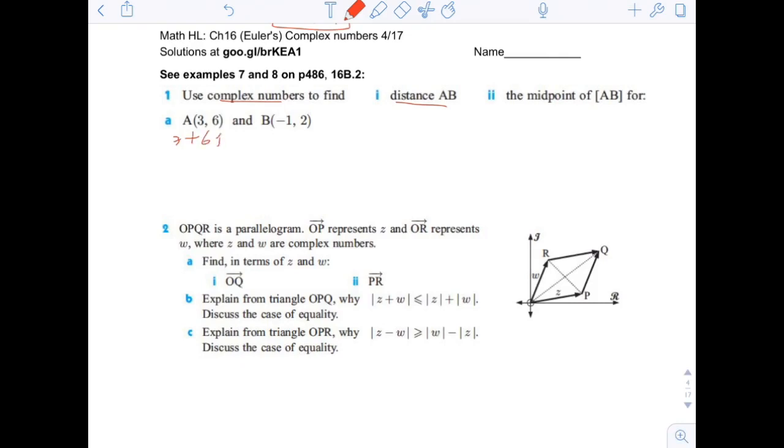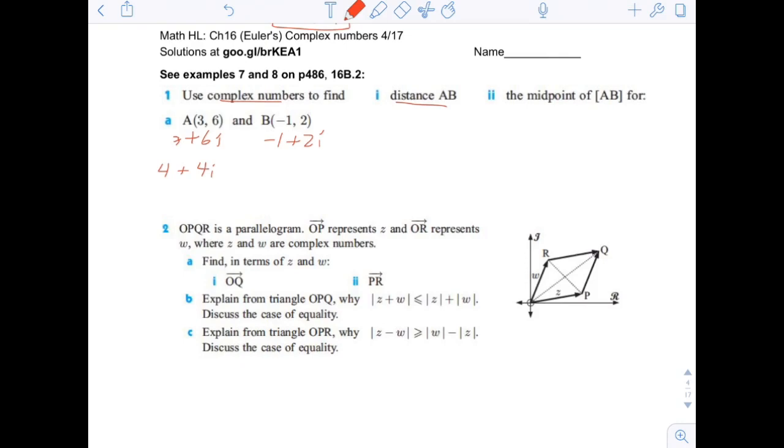numbers. So 3, 6 becomes 3 plus 6i. Negative 1, 2 becomes negative 1 plus 2i. Now we're going to find the distance AB by subtracting the x's and subtracting the y's. So we'll have 3 minus negative 1, which is going to be 4, plus 6 minus 2 is 4. So 4 plus 4i is the difference between b minus a.